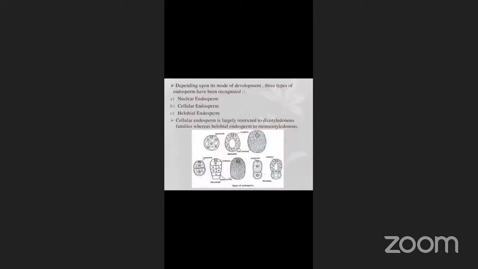Depending upon the mode of development, three types of endosperms have been recognized. That is, A, nuclear endosperm, B, cellular endosperm, C, helobial endosperm. Nuclear, cellular, helobial endosperm. Cellular endosperm is largely restricted to dicotyledon families. Helobial endosperm, monocotyledons.